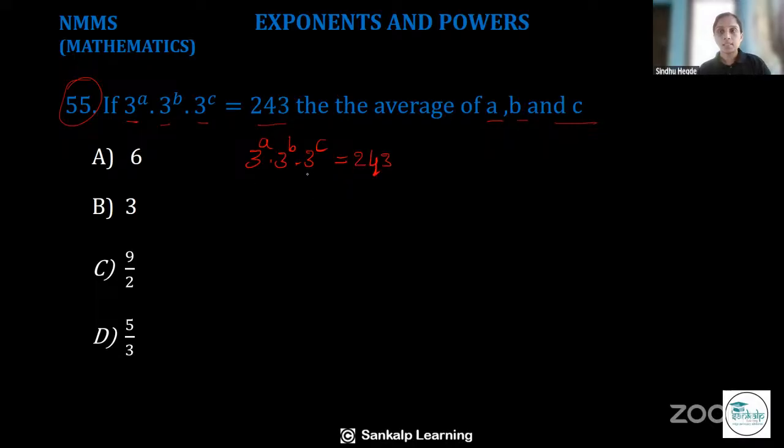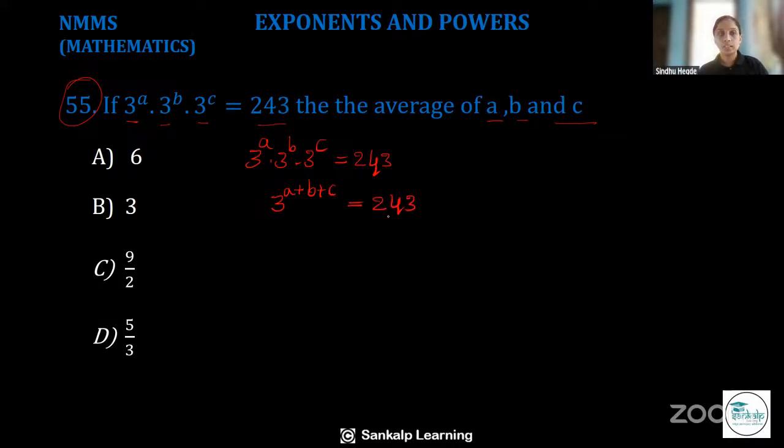Look at their base. All these three numbers contain the same base. So according to the rule, if the numbers contain the same base, take it as common and add their exponents. So 3 raised to a plus b plus c is equal to 243.